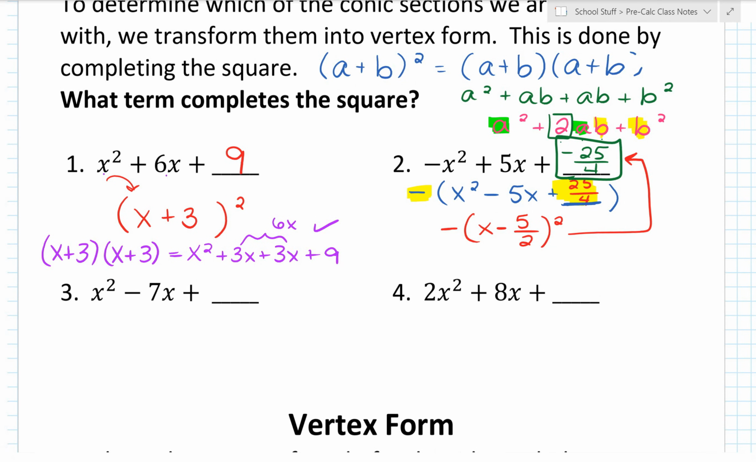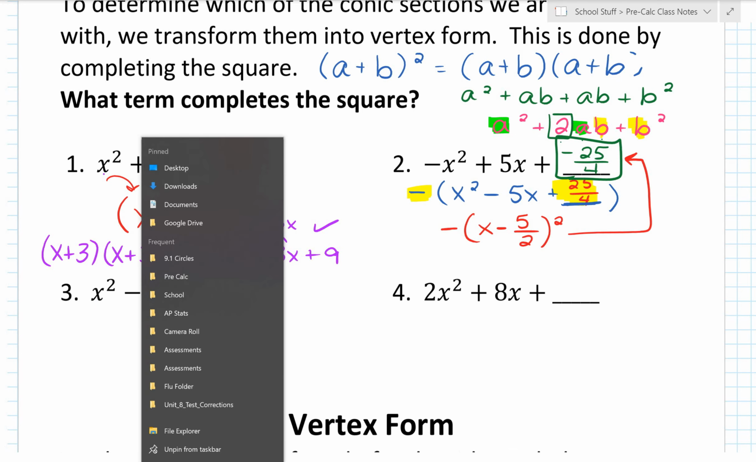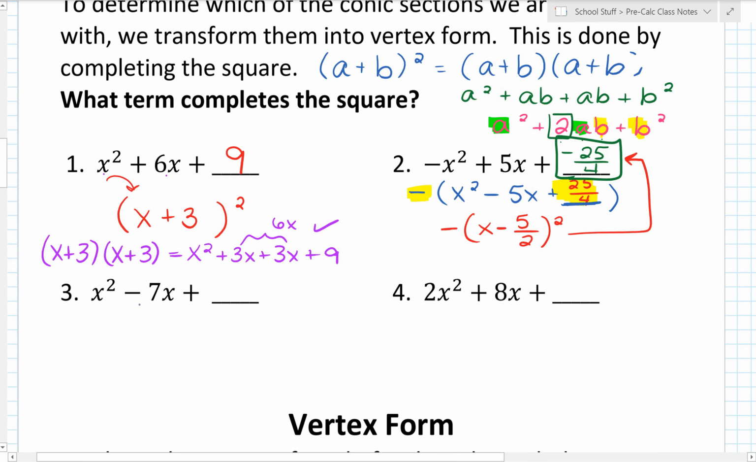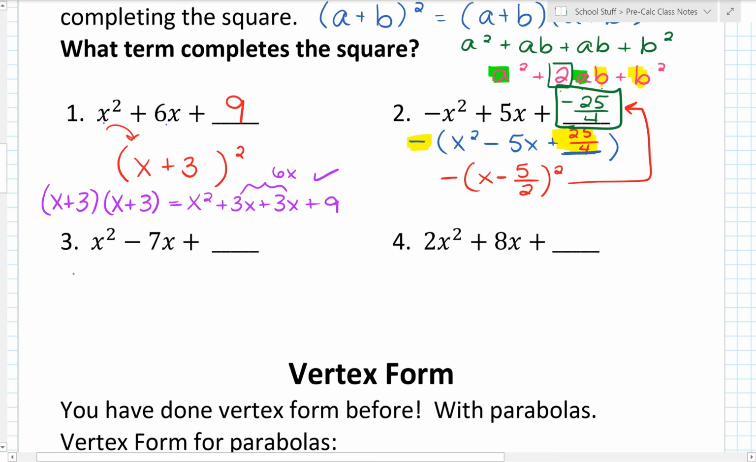So if I'm looking at problem number 3, 3 is nice. 3 doesn't have a number out in front, so I'm okay with that. But what 3 does have is a not so nice number in this place. So what happens if, for example, that number is not nice? Well, hey, we just did one. That one had a fraction in it. Don't let fractions scare you.